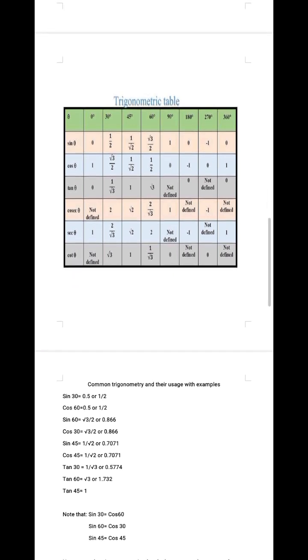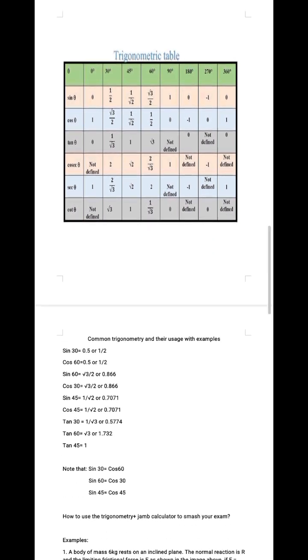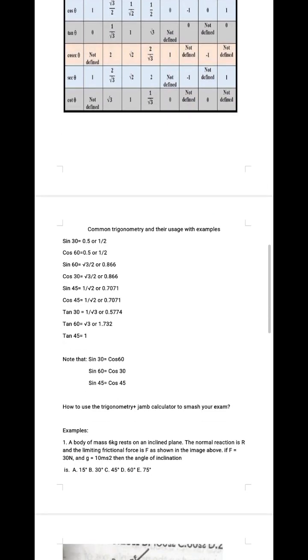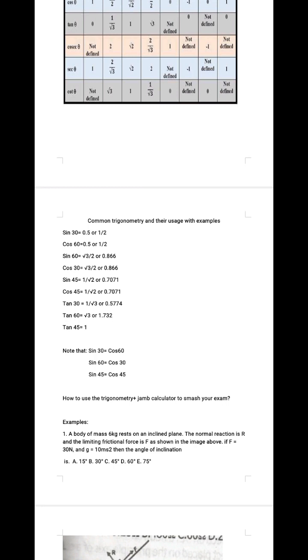I'm going to show you how to use the table to solve. Now look at these examples I gave here, and I'm going to be showing you their usage in the next few minutes. Sin 30 is 0.5 or 1/2. It is necessary for you to not just know it as a fraction, but also know the decimal, so that you can save time. Sin 60 is 0.866, which is √3/2, and cos 60 is 0.5 or 1/2.